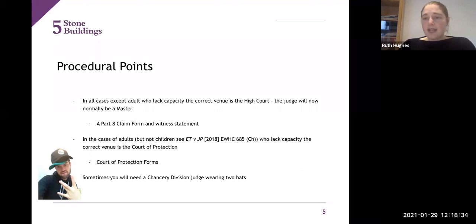It used to be the case that almost always you would get these cases in front of a High Court judge, but now, since the Briggs Review, you're much more likely to get a master deciding your Variation of Trust Act application. If you have a case where you have children or unborns and an adult lacking capacity, what you're going to need is a Chancery Division High Court judge who is also sitting as a judge of the Court of Protection, wearing 2 hats.